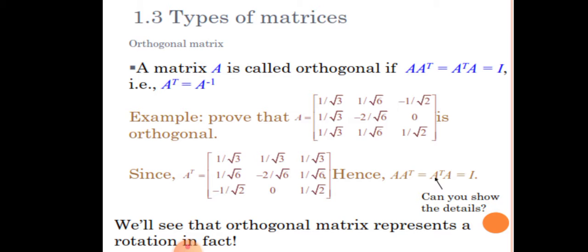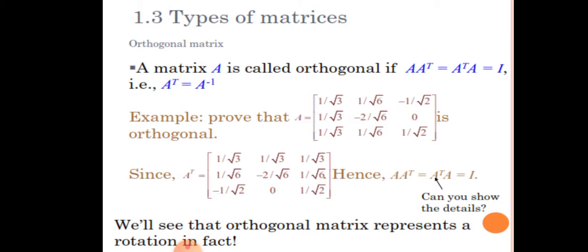Next, among the remaining types of matrices, a major type is the orthogonal matrix. A matrix capital A is called orthogonal if A into A transpose equals A transpose into A equals I, where I is the identity matrix. If we multiply the matrix by its transpose, we get a unit matrix, that is, only ones in the main diagonal. To prove that, they have given an example also.